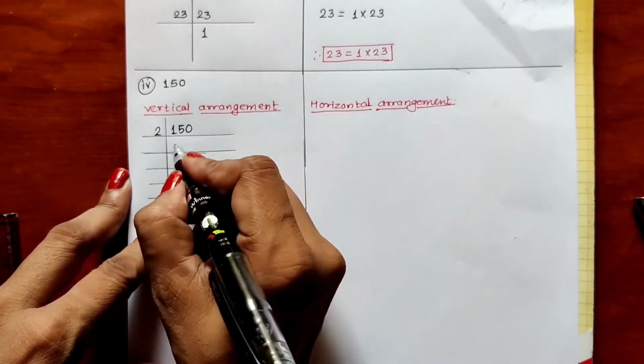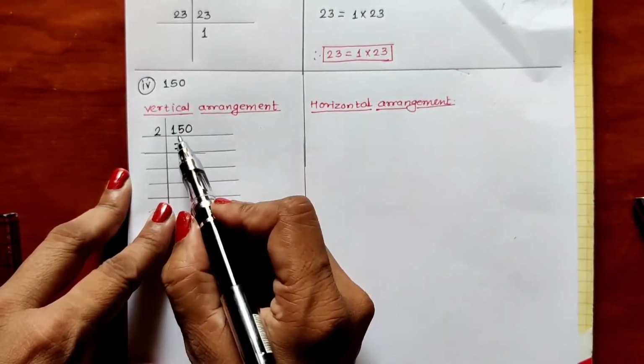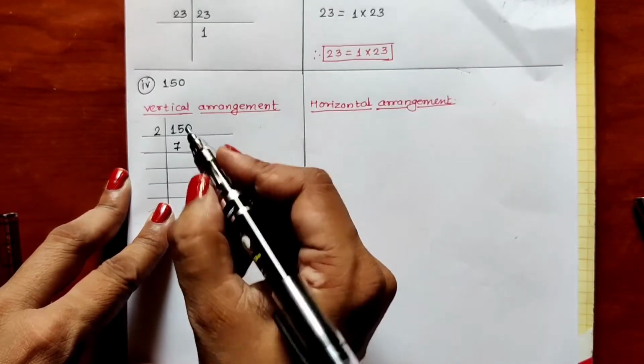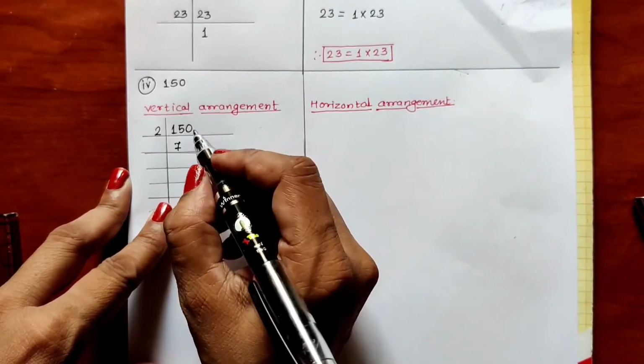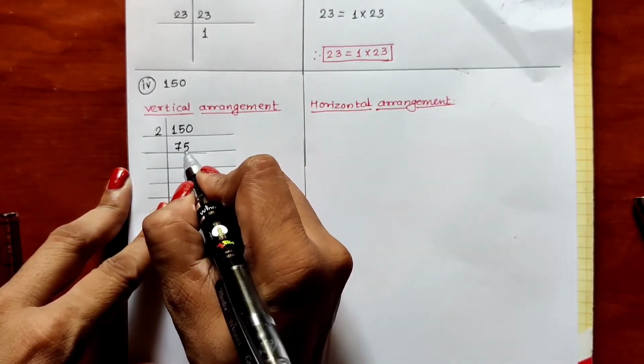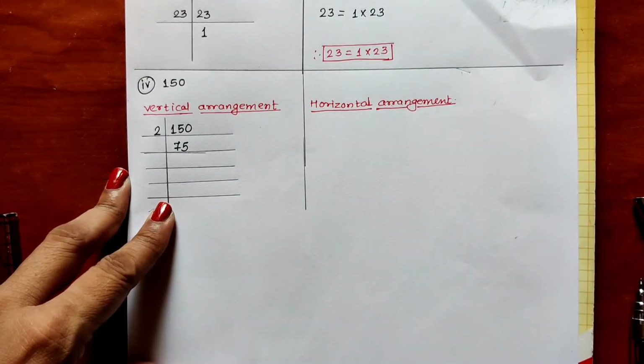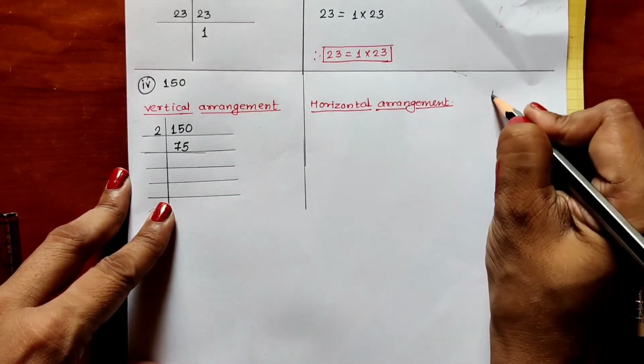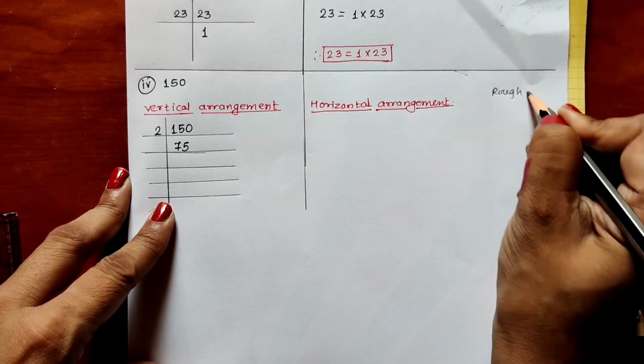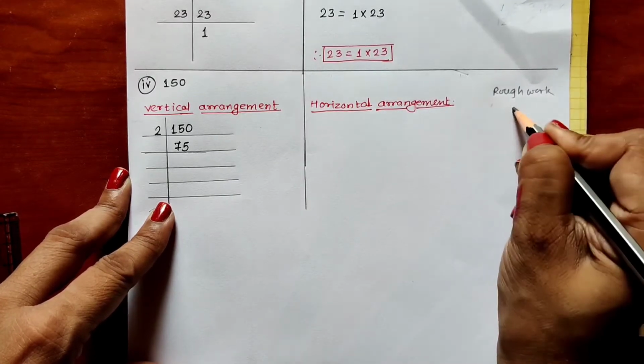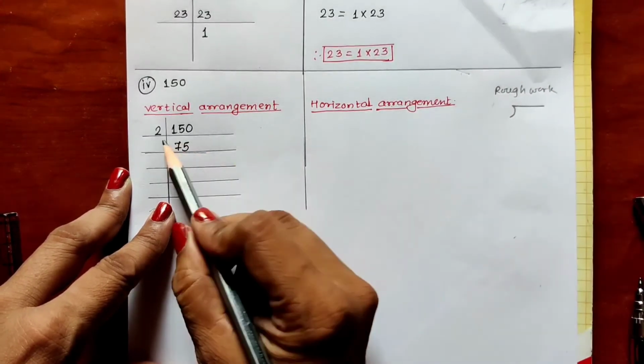2 sevens are 14. 7. 15 minus 14, 1 written. This 0 means 10 and 2 5s are 10. See children, those who cannot do it orally, they can do in rough work and they can divide. We are getting first factor 2.